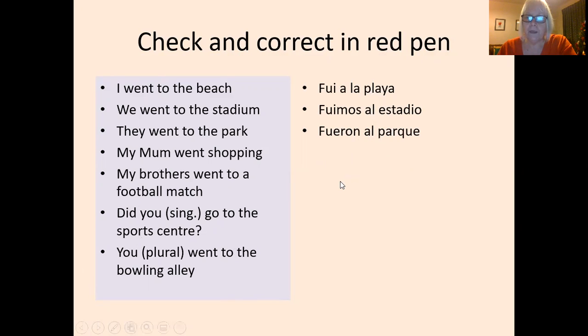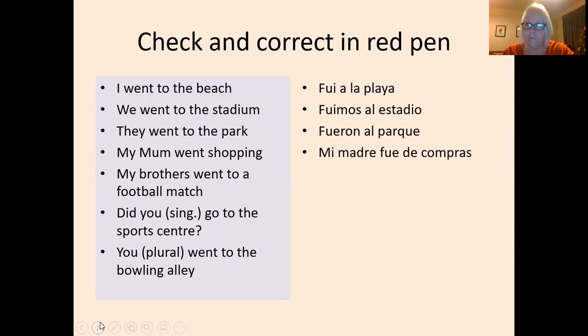My mum went shopping. Right now, shopping is ir de compras. So you need to have here mi madre fue de compras. Número cinco, my brothers went to a football match. So my brothers would be replaced by they, which is the part of the verb we need here. So they went is fueron. Mis hermanos fueron a un partido de fútbol.